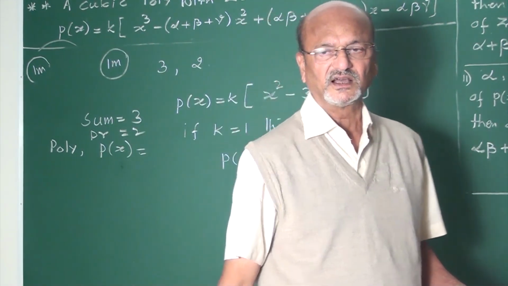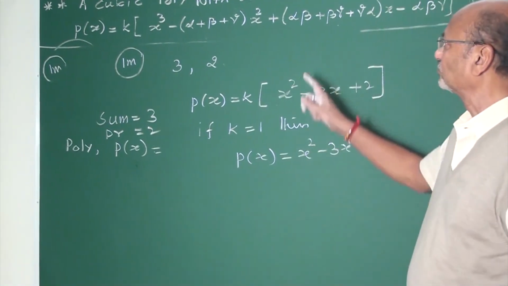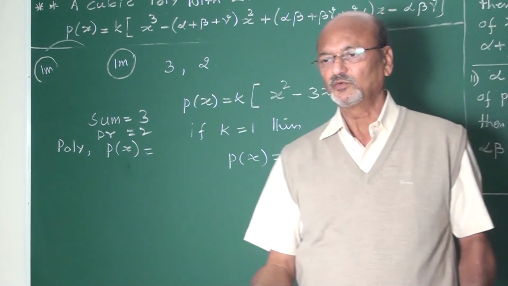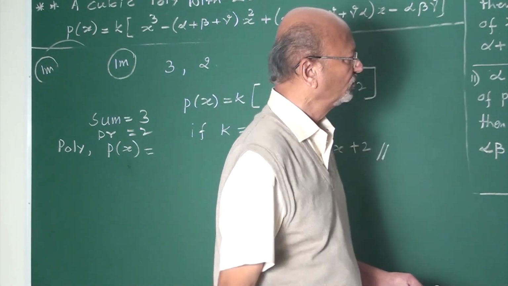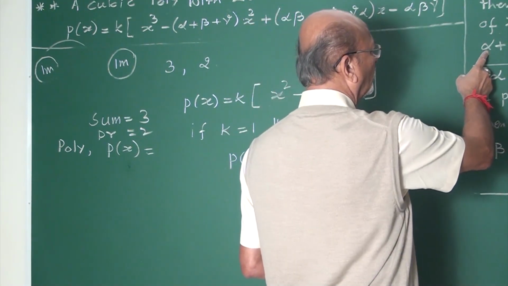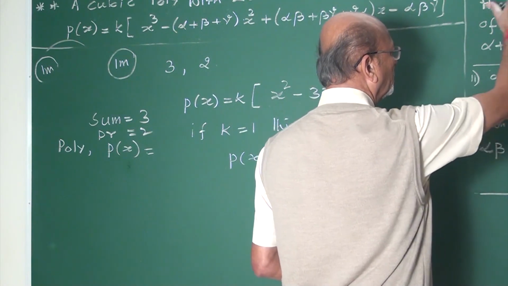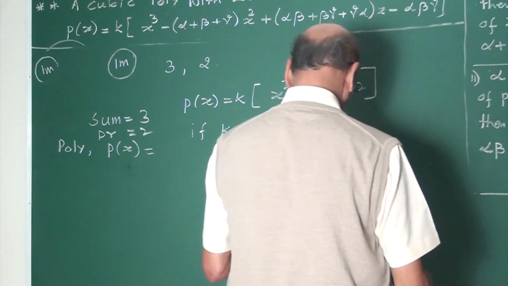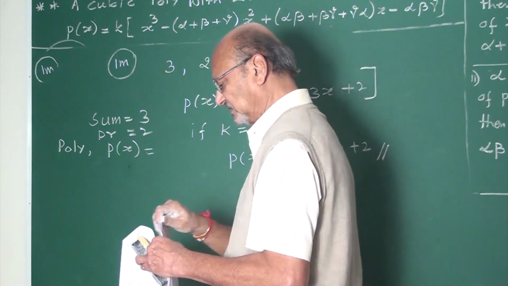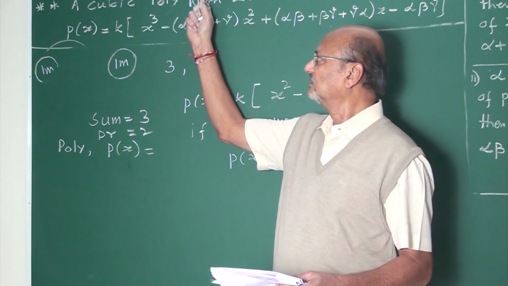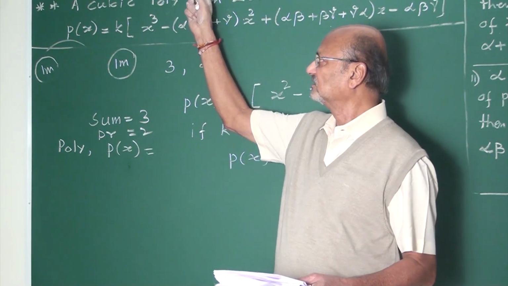Now, these are the examples based on what? This result. Not only this result, there is one example, b plus c equal to 5a. In that case, you have to go for what? Sum minus b by a, product c by a, by making use. Yes, my friends. Okay, examples based on this result.